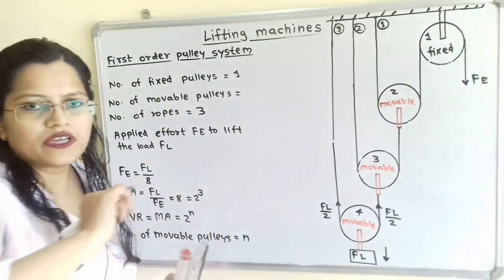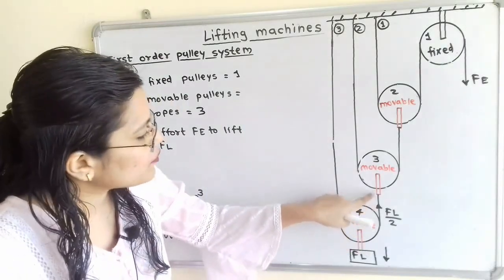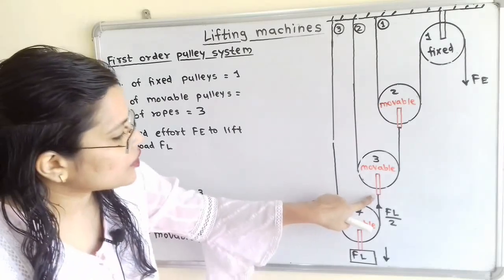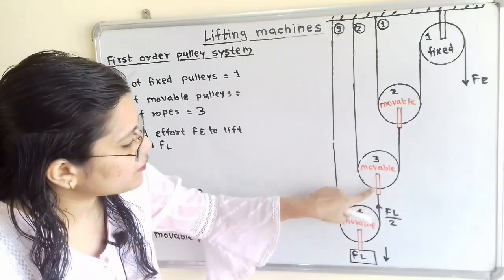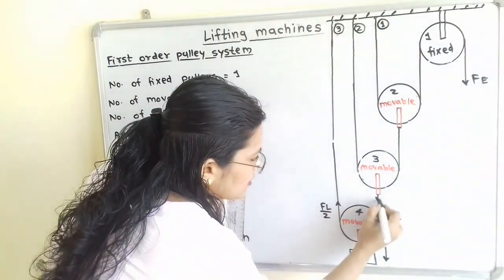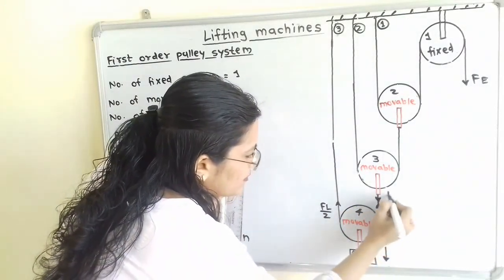Now what will happen? This same rope is tied, tension created nearby to pulley 3 in the opposite direction. So this tension which is also equal to Fl by 2.